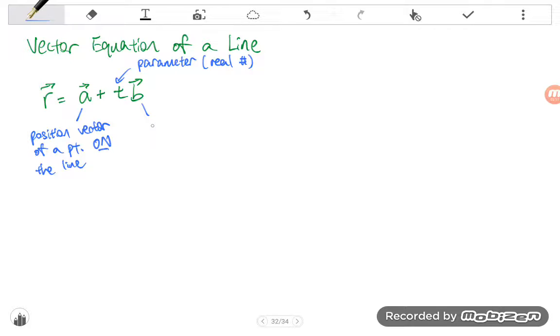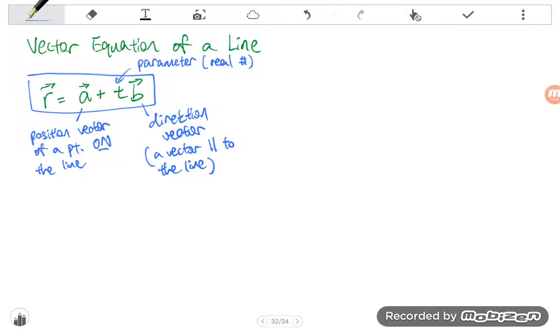Now vector B is called the direction vector. Another easier way to understand this would be a vector that is parallel to the line. Any vector that is parallel to the line, I can use as the direction vector. So that's it. Your vector equation would look somewhat in that form, which looks quite different from our slope-intercept form or point-slope form. So this is the vector representation of a line.